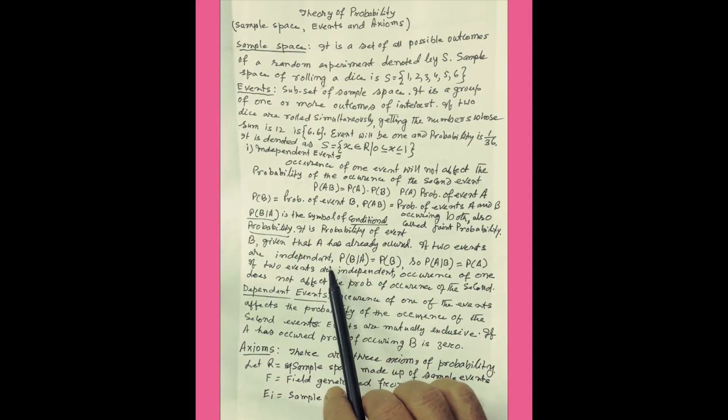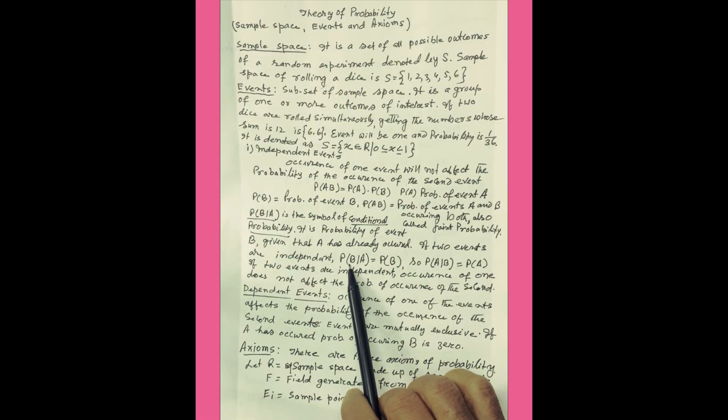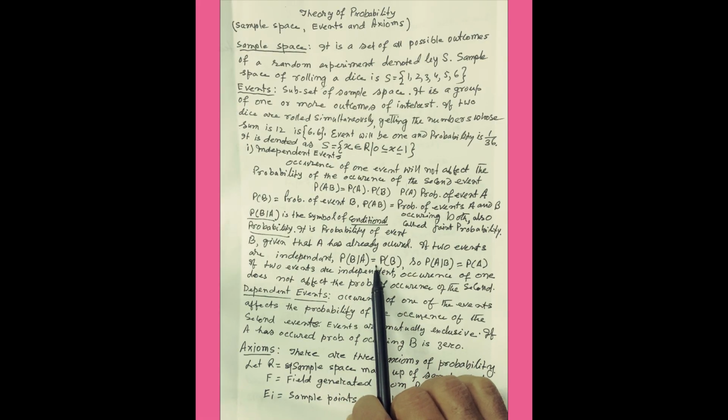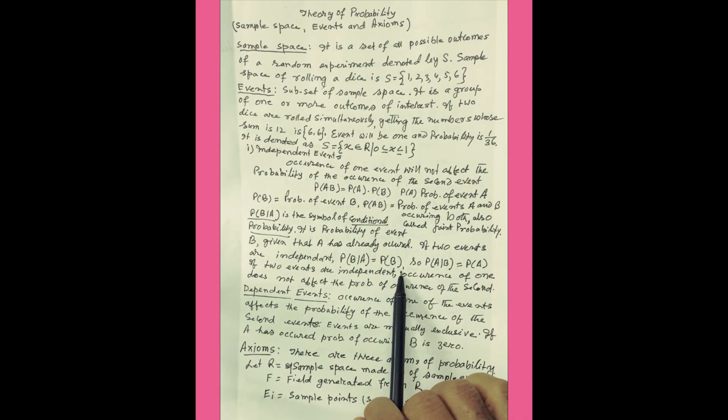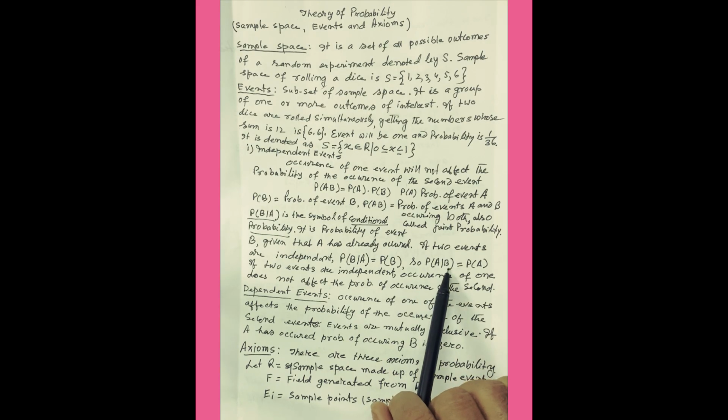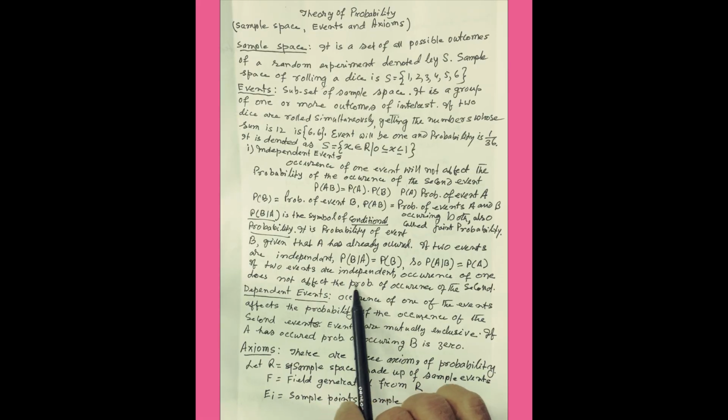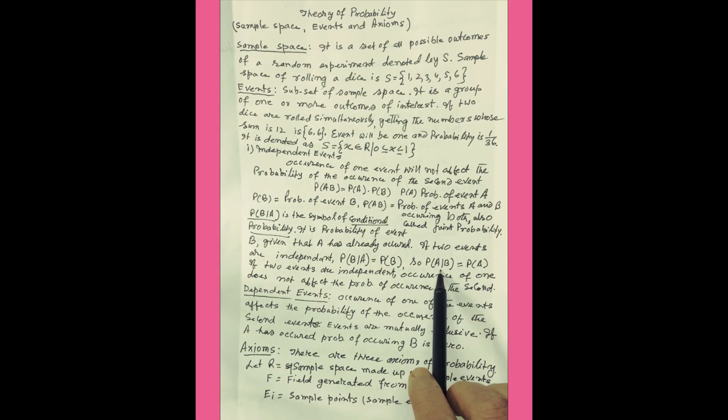If two events are independent, P(B|A) is equal to probability of B. And P(A|B) is equal to probability of A. If two events are independent, occurrence of one does not affect the probability of occurrence of the other. So we can directly say that it is the probability of A even though B has already occurred.